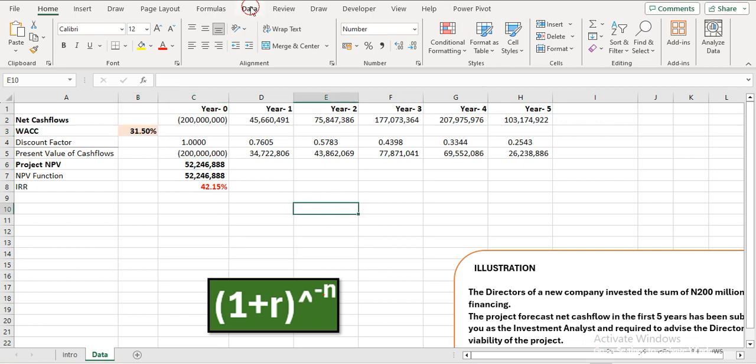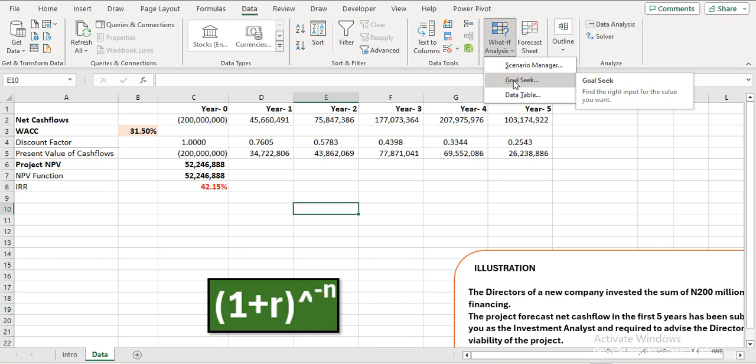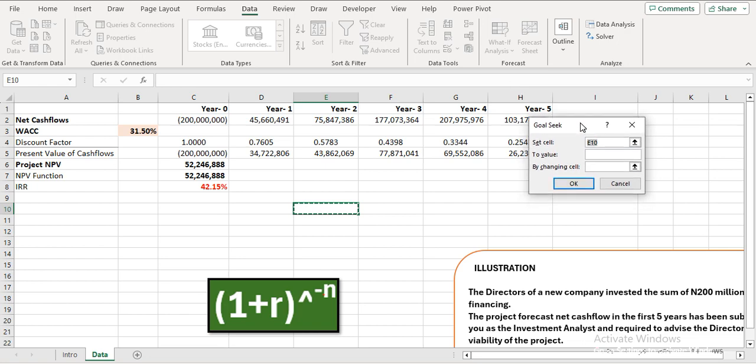So I go straight to my data tab. Under forecast group, you see the what-if analysis. I click on it. I'm going to take Goal Seek. Now the what-if analysis has 3 items there: scenario manager, Goal Seek, and the data table. I'm going to look at the data table and scenario manager in another video. So I take this. Now what is it asking me? Set cell. So what am I trying to do? I want to set this cell, which is the NPV, to what value? To 0. Because that's what we're saying. That the IRR is that rate that equates the NPV to 0.